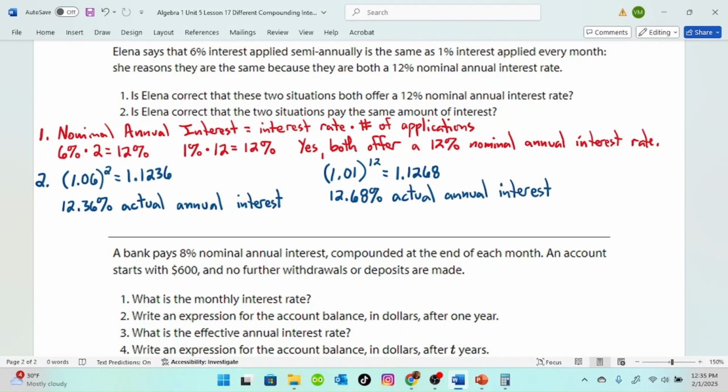So the answer is no, they don't pay the same amount of interest. The 1% applied every month would actually pay slightly more than the 6% paid twice a year.